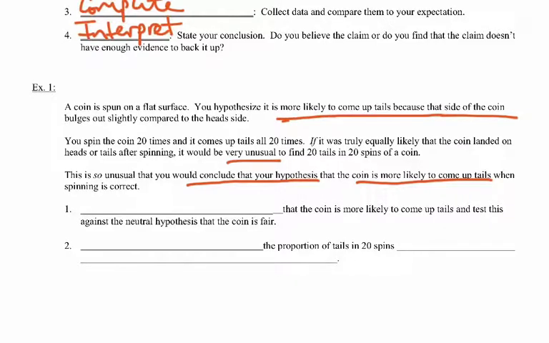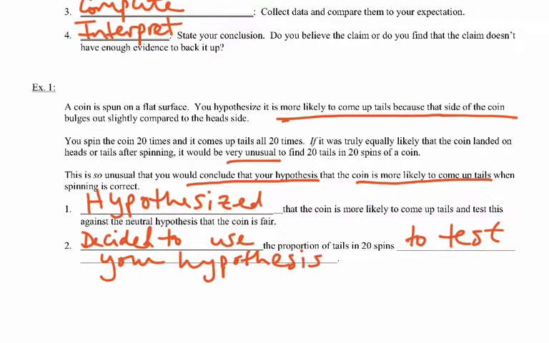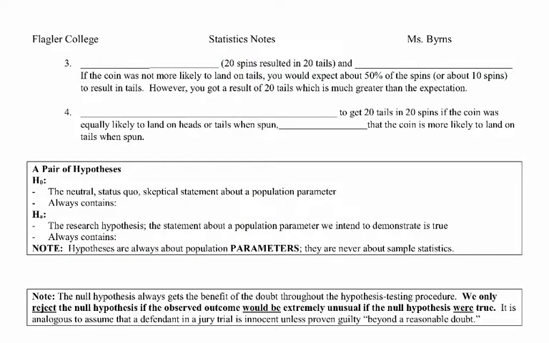So what did we do? Those were basically the 4 steps. We just kind of did a hypothesis test in a sense there. So the first step was we hypothesized. We hypothesized that the coin was more likely to come up tails. The second step was we decided to use the proportion of tails in 20 spins to test your hypothesis. So this is the prepare step. We decided how we were going to test our hypothesis. So back up here, that was the prepare step, step 2. Okay, step 3 was then we went ahead and ran the test. So how did we do that? We collected data.